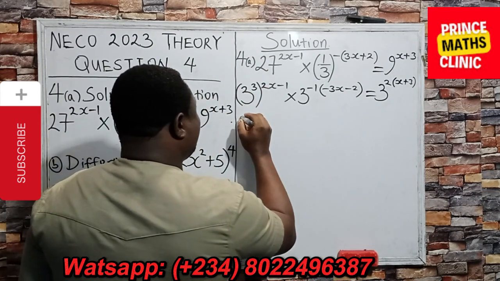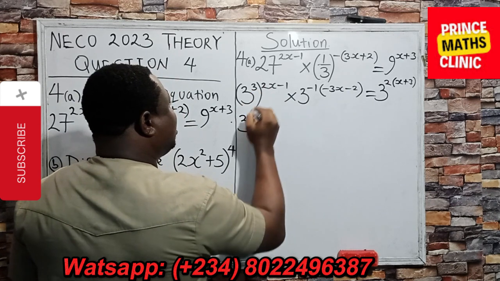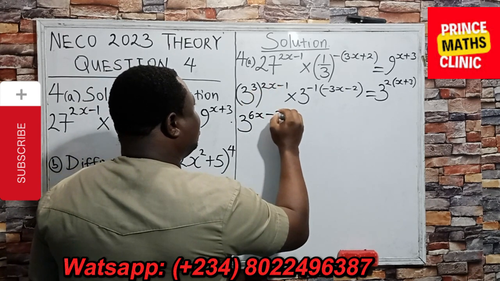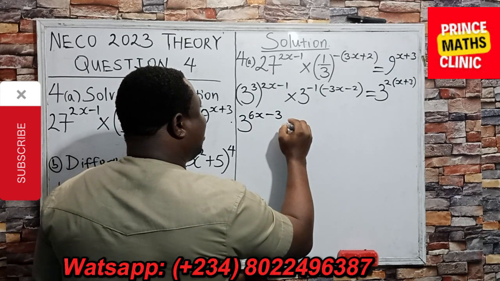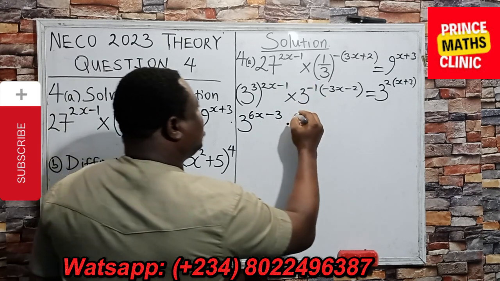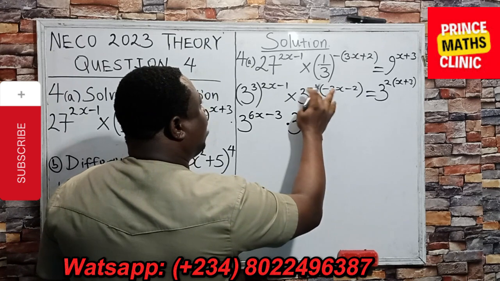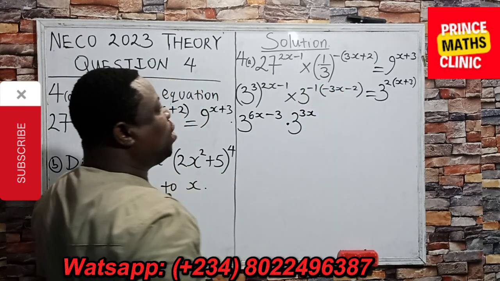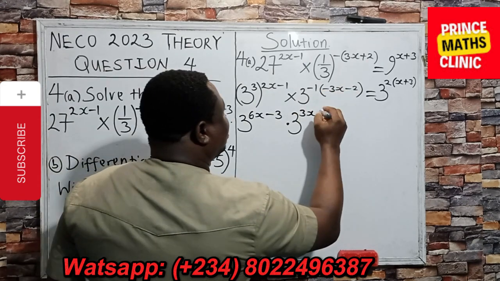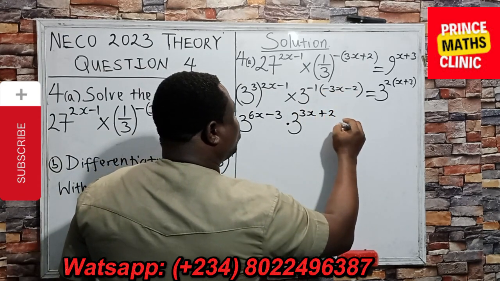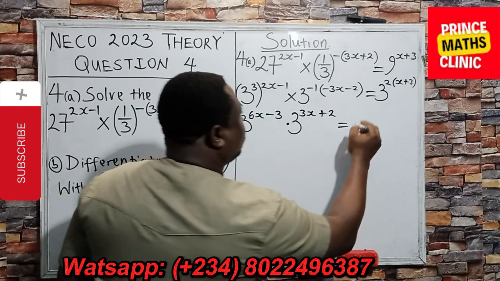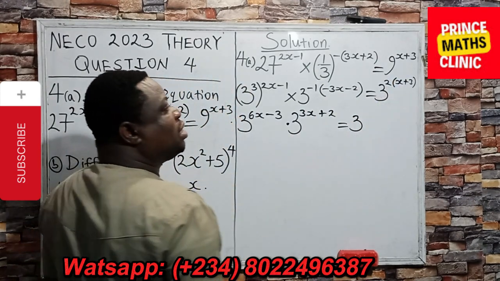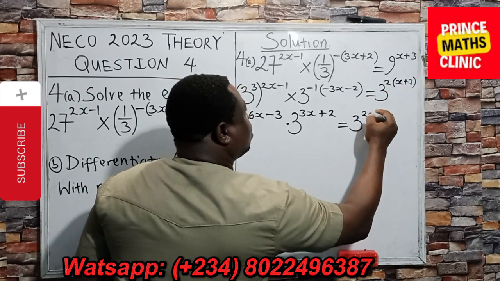Therefore, expanding this will give me 3 times 2, which gives 6x minus 3. Then multiply, let me use a dot, then 3 again. Minus 1 times this gives me 3x, because minus times minus is plus. Then minus times minus is plus here, that's plus 2, equal to 3 to the power of 2x plus 6.